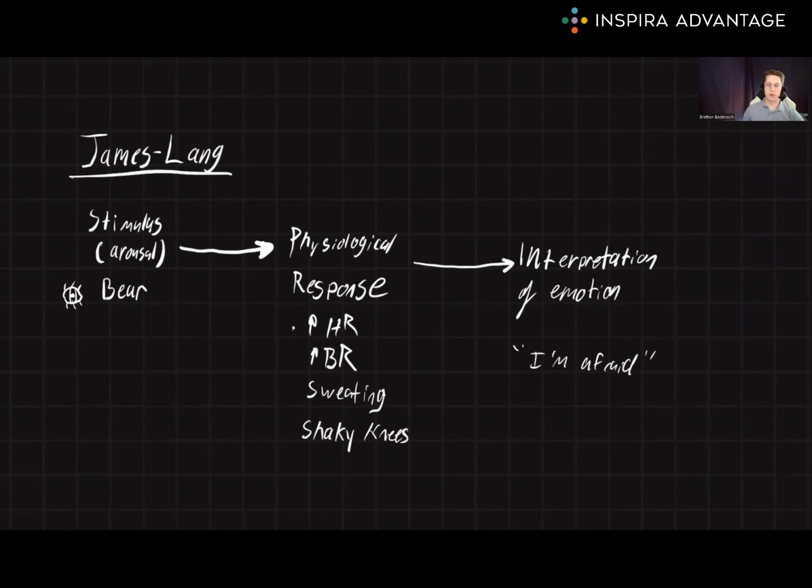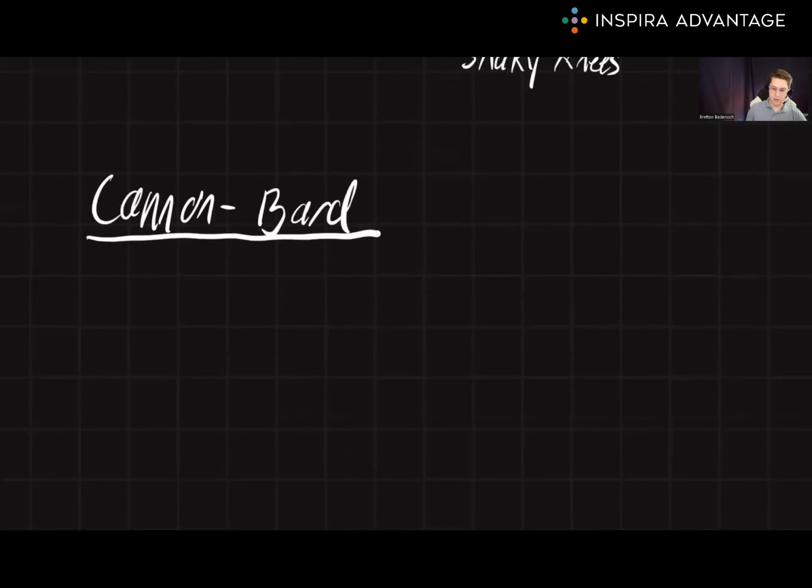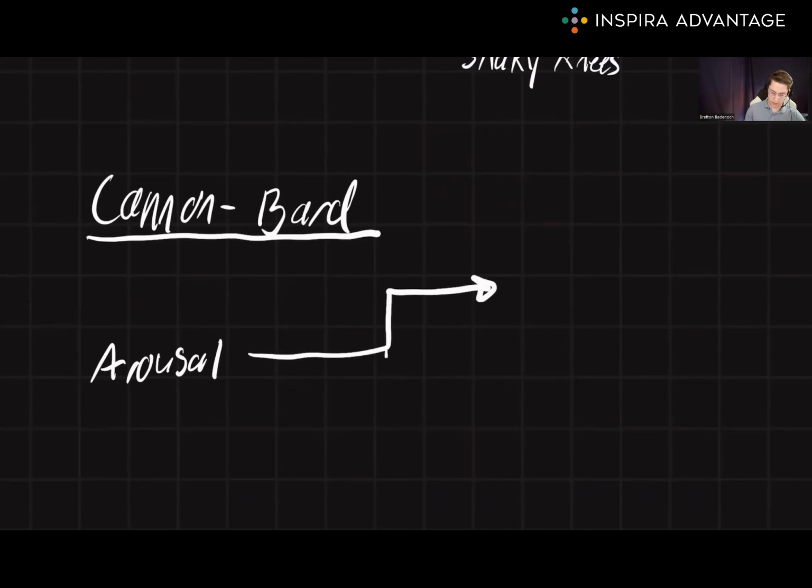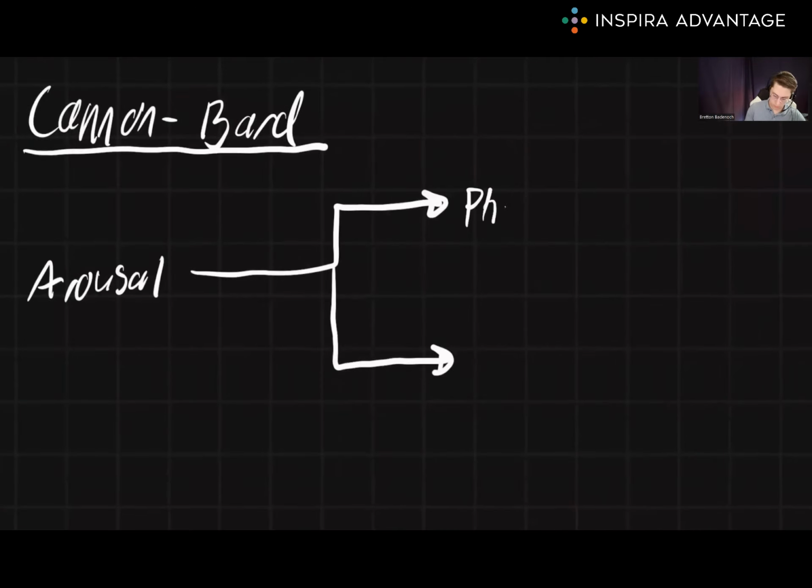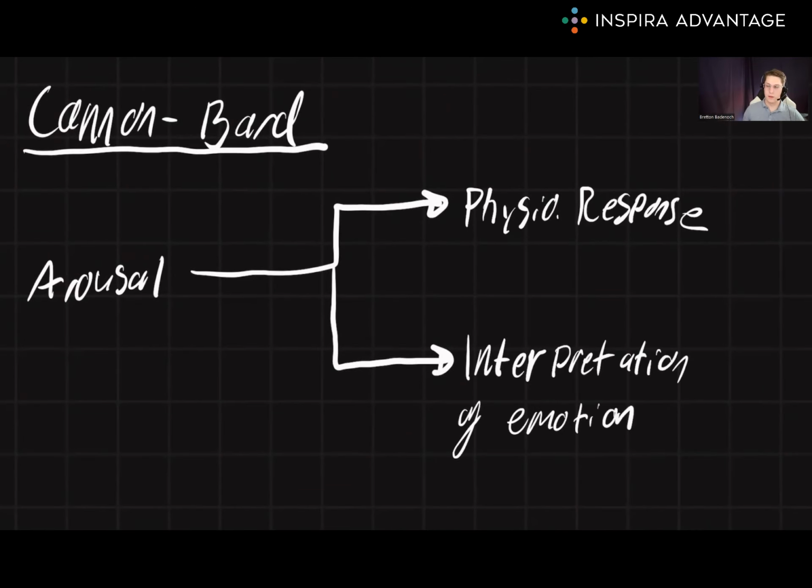The next theory of emotion we are going to discuss today is the Cannon-Bard theory. This theory posits that we start with an arousal, such as, again, seeing a bear. One then simultaneously has both a physiological response and the interpretation of the arousal as an emotion. This means that one would start shaking at the knees and feel fear at the same time.